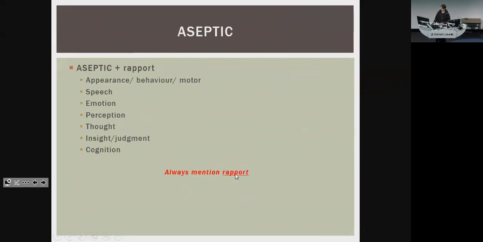And you should always mention rapport. And the reason that you should mention rapport is that if you have a good rapport with a patient, it means that your objective assessment of their emotional state is reputable, okay? Versus if you have a bad rapport, it means that there's not that much evidence behind your mental state exam and it's not really valid. So it's good to mention rapport.